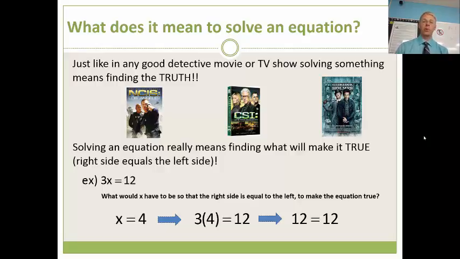This is an important point and an important concept that we are going to carry throughout the year. Anytime we are solving, this is the question we're going to come back to. What does it mean to solve an equation? To find something that makes it true.